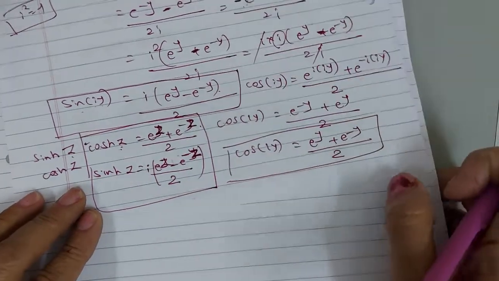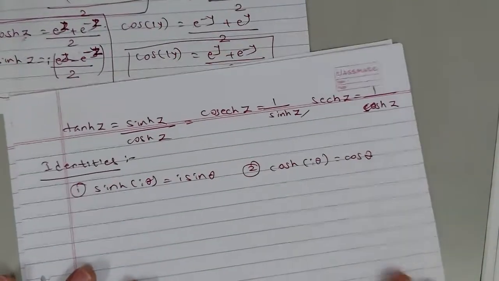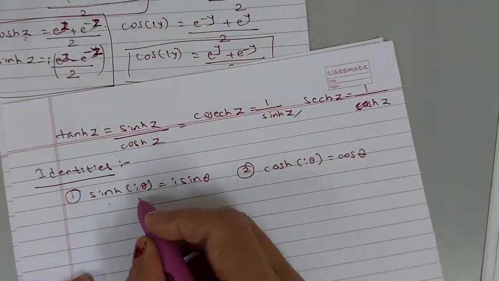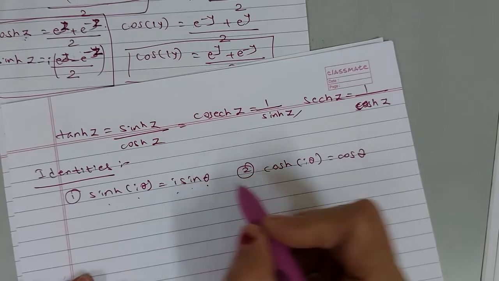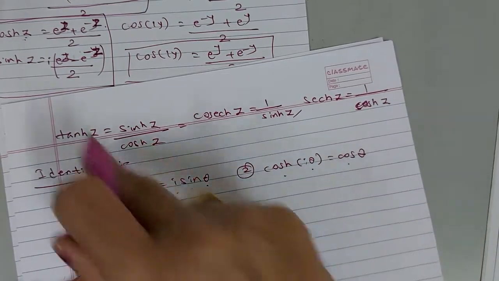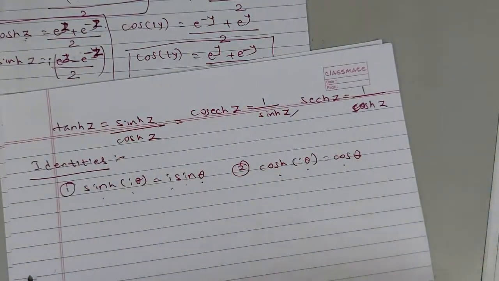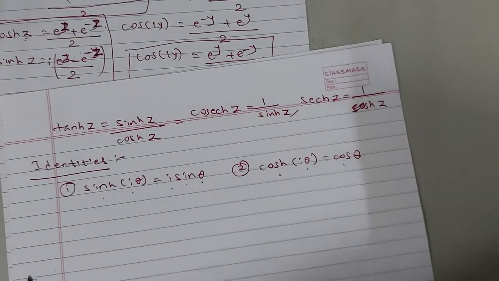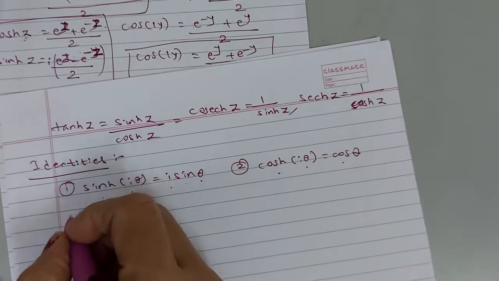Now we'll use this equation itself to prove the further identities. Further identities means what? I need only this relation. I need to prove sinh of i theta is i sin theta and cosh of i theta is cos theta, and for this the basis is this equation.